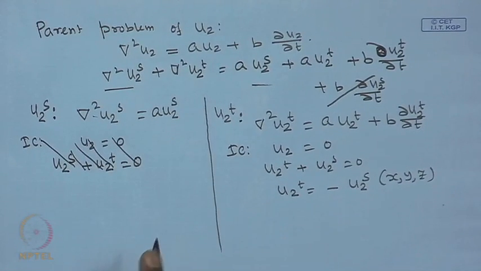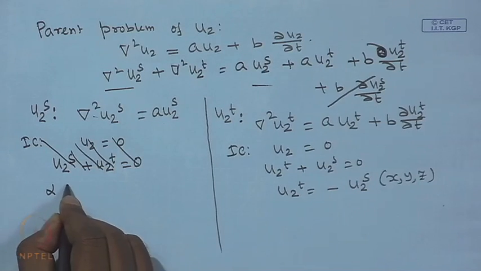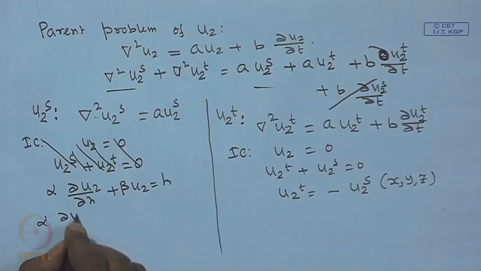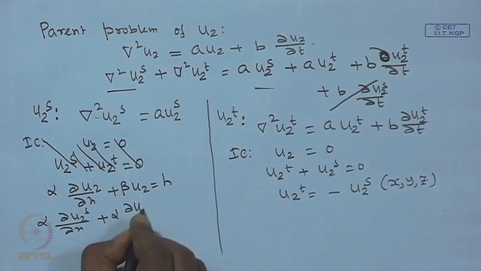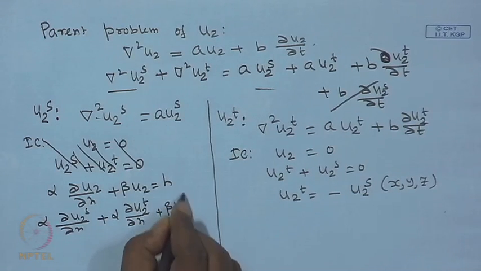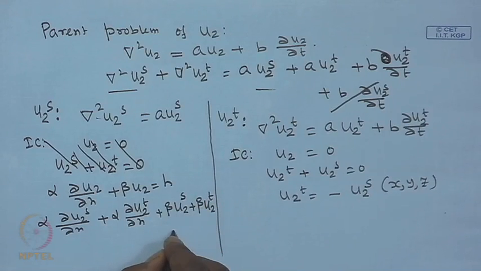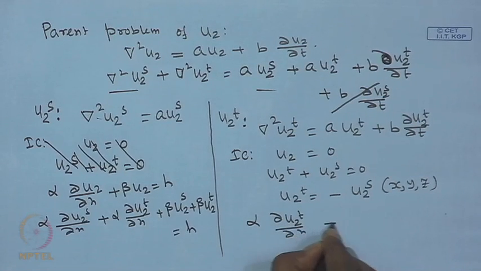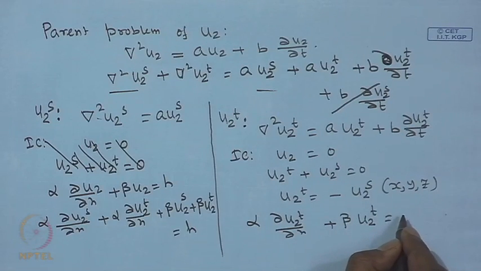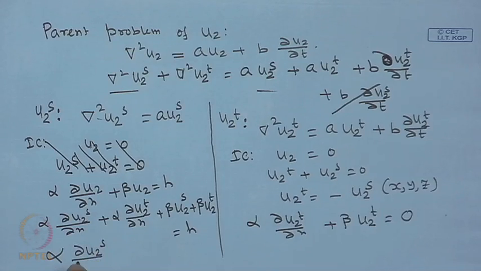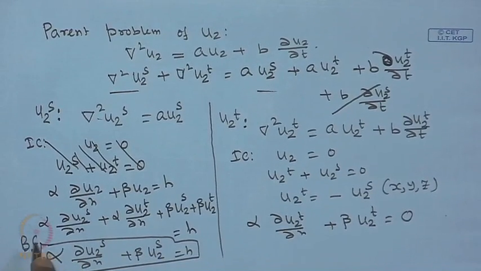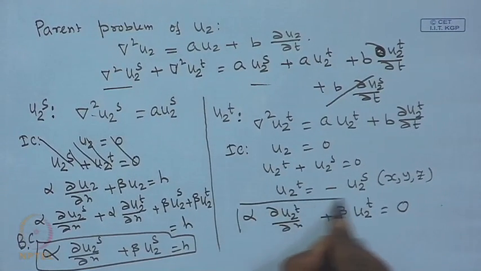Now, we get the boundary condition. The boundary condition for u2 was alpha del u2 del n plus beta u2 is equal to h. So, alpha del u2s del n plus alpha del u2t del n plus beta u2s plus beta u2t is equal to h. Again, collect the similar terms. So, the u2t containing terms give alpha del u2t del n plus beta u2t is equal to 0, and we associate the non-homogeneous term with the steady state solution. So, alpha del u2s del n plus beta u2s is equal to h. Therefore, this is the boundary condition for the steady state part, and the other is the boundary condition for the transient part.